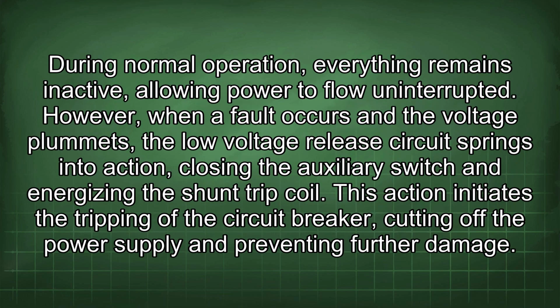During normal operation, everything remains inactive, allowing power to flow uninterrupted. However, when a fault occurs and the voltage plummets, the low voltage release circuit springs into action, closing the auxiliary switch and energizing the shunt trip coil. This action initiates the tripping of the circuit breaker, cutting off the power supply and preventing further damage.